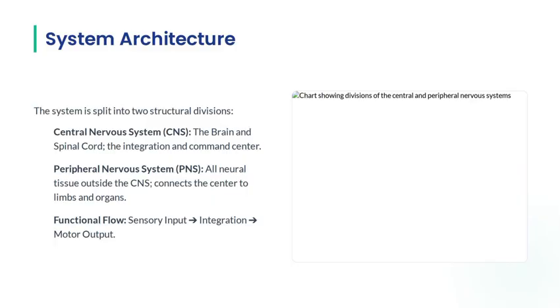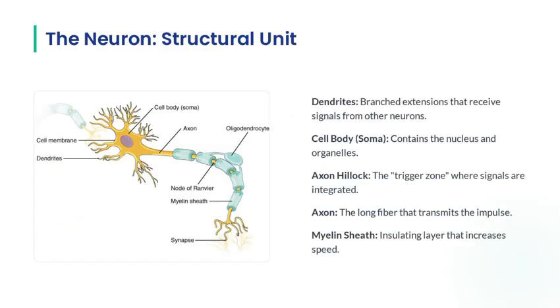Okay, so we're gonna go over what a neuron is. We have the dendrites right here, and these are branch extensions that receive signals from other neurons. And then we also have the cell body, or the soma, which contains the nucleus and organelles. And then we have the axon, which is the long fiber that transmits the impulse. And then we have the myelin sheath that protects the neuron, but also insulates layers and increases its speed.